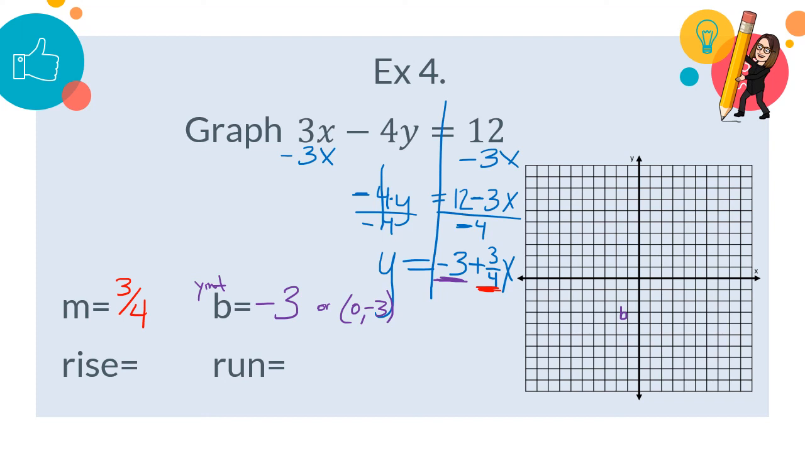Rise, again, I know this isn't on your notes, so just add that off to the side. Your rise is the top number, the numerator. Your run is the bottom number, or the denominator. So from my beginning dot of negative 3, I want to rise 3, run 4. Both are positive, so that means up 3, right 4. Up 3, right 4. I ran out of space.